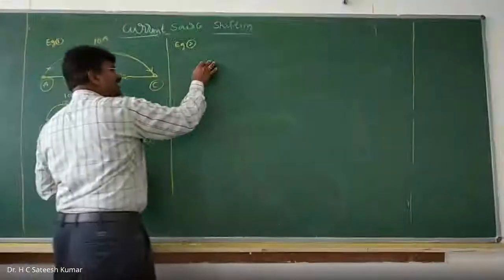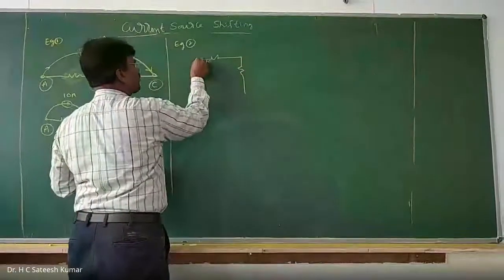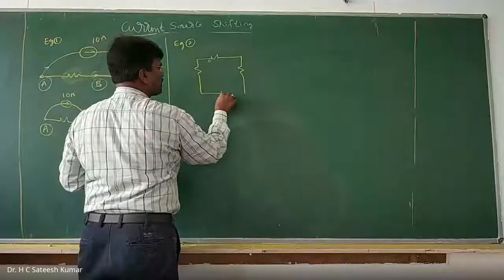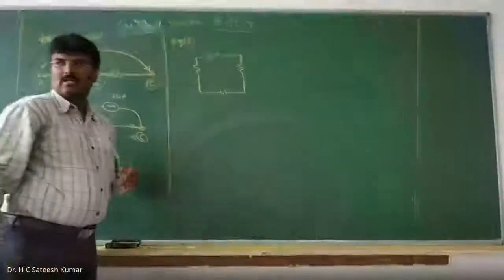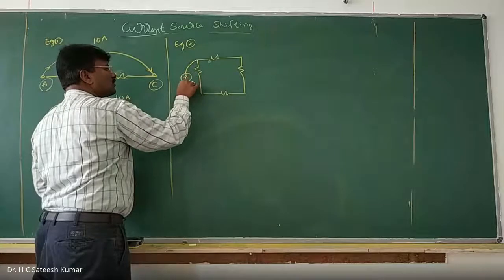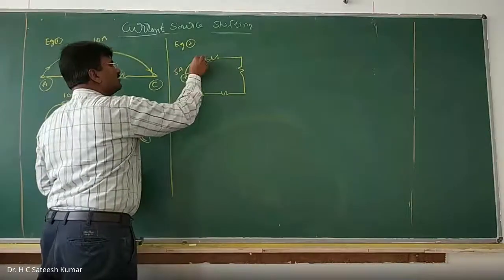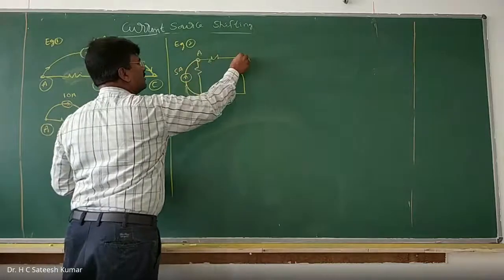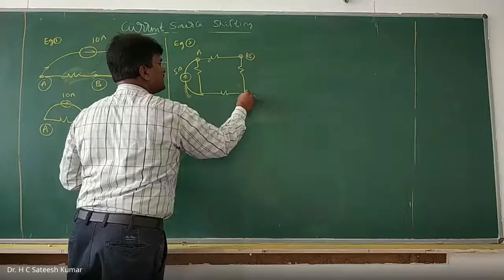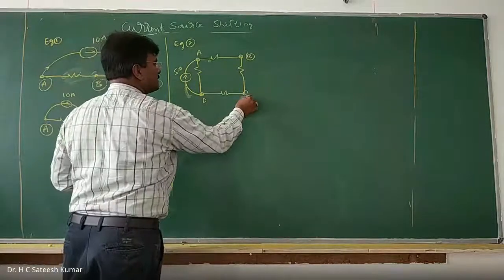Another example. This is another interesting diagram, that's why I have taken this. This is taken from your prescribed textbook, Van Valkenburg. Let us say I have only one current source, 5 amps. The nodes are A, B, C, and this node I'll call D.